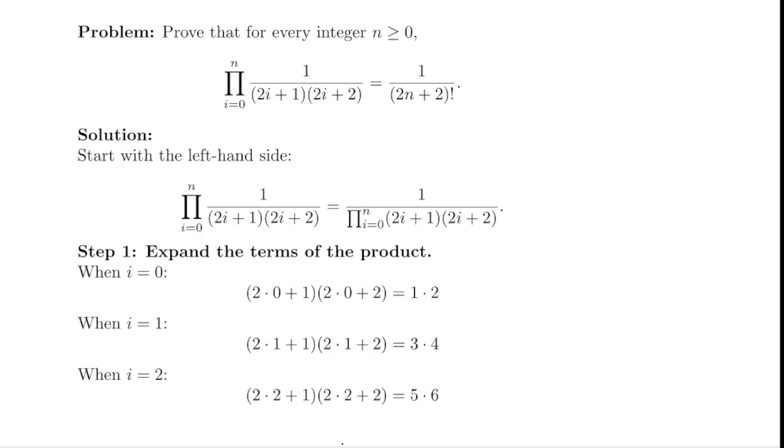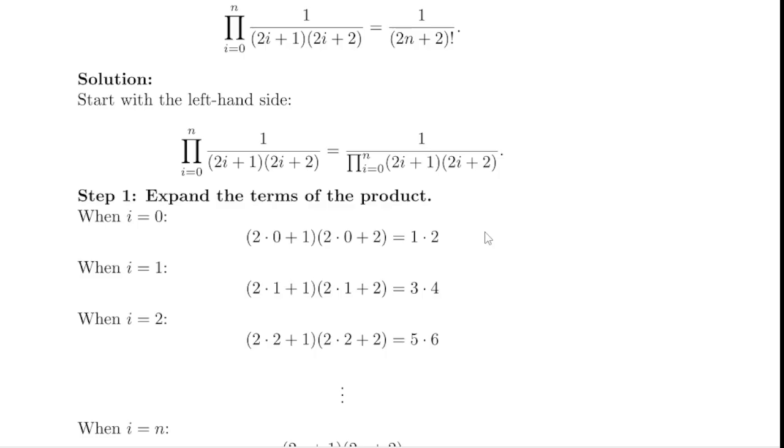We can move the product here to go on the bottom because 1 is not going to do anything in the numerator. If you multiply 1 n plus 1 times, it's still just going to be 1. So now we just have to focus on the product from i equals 0 to n of (2i plus 1)(2i plus 2). So to get a pattern going, let's look at if we plug in i equals 0.